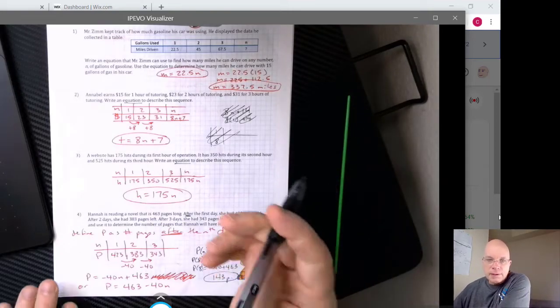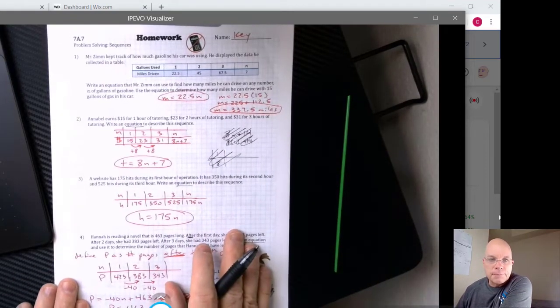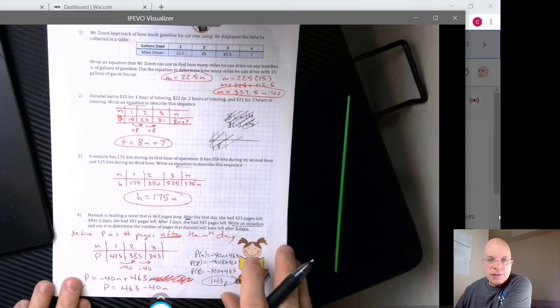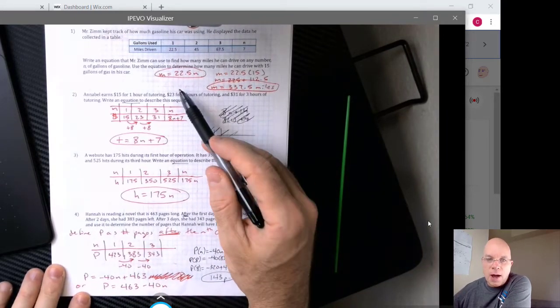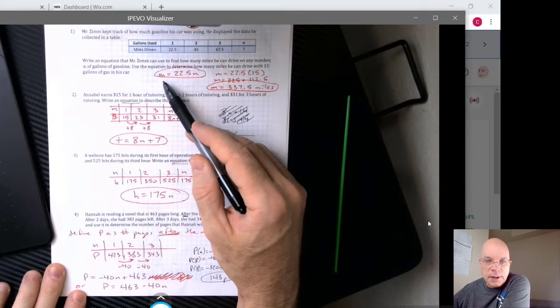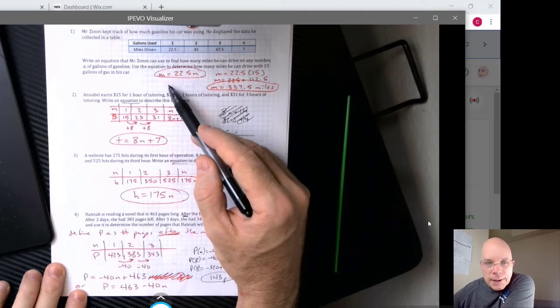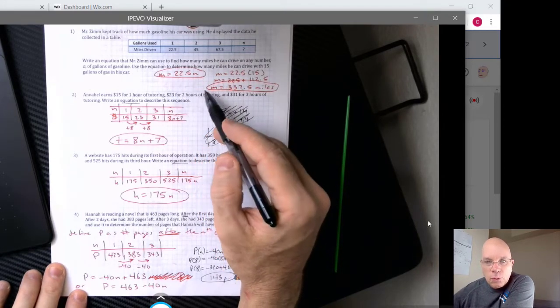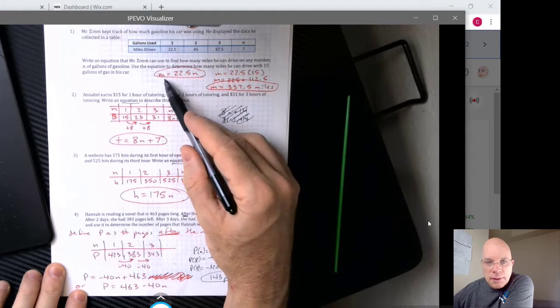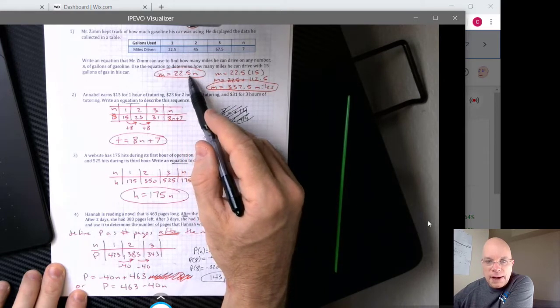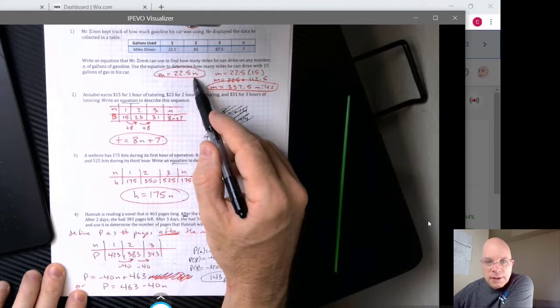Okay, let's start by grading this assignment. This was Learning Opportunity 7A.7. It might be better to not pause in this instance and just let me go through the answers real quick. The equation would be the number of miles equals 22.5 times the number of gallons.